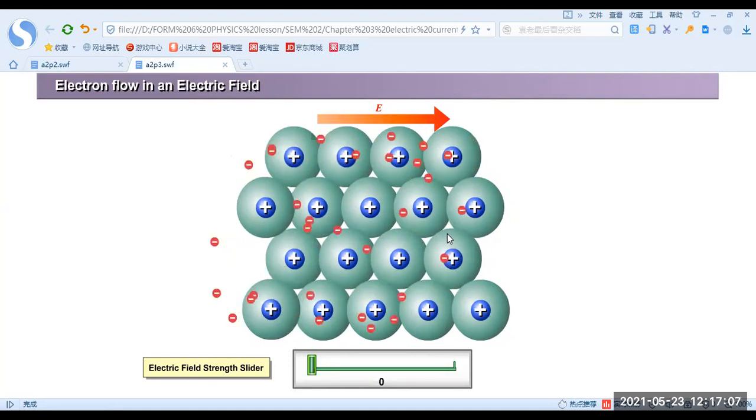The electrons now move under the influence of the electric field, and the speed, or rather the velocity of the electron. Why do I say velocity, not speed? Because the electron moves with a direction. So the velocity we call the drift velocity.